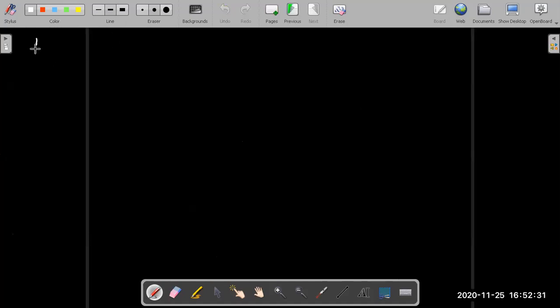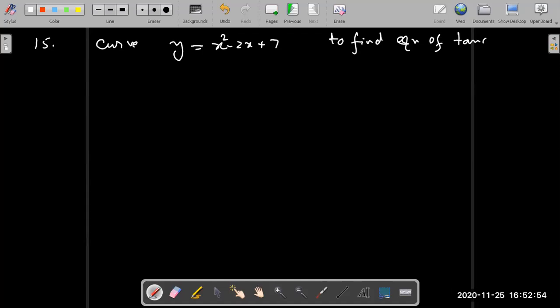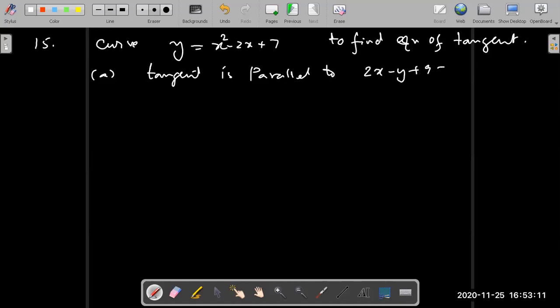So question number 15. Find the equation of the tangent line to the curve y is equal to x squared minus 2x plus 7, and the condition he is giving is, first one, the tangent is parallel to 2x minus y plus 9 equal to 0.